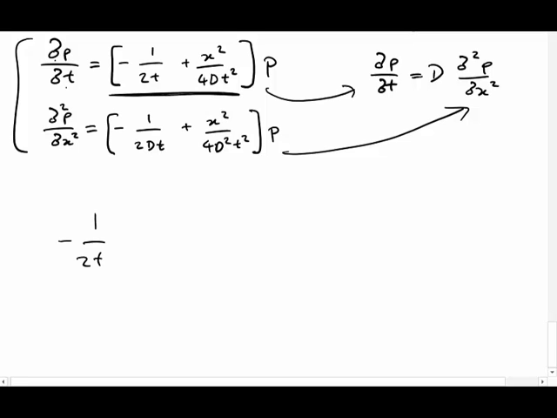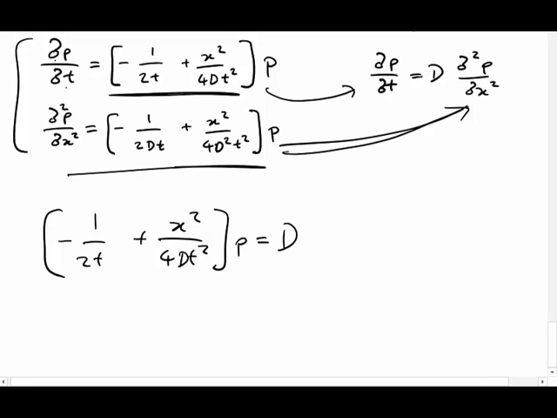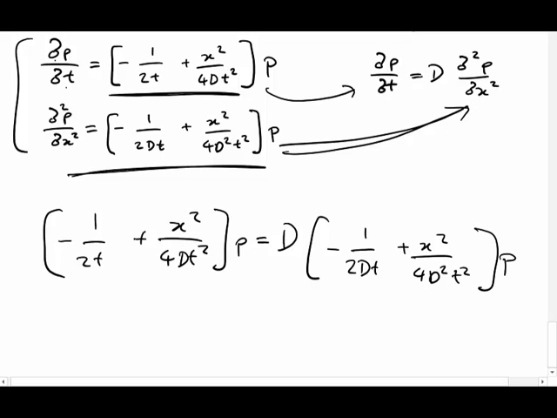So it's minus 1 over 2t plus x squared over 4 dt squared times p, and that must be equal to d lots of this thing here. So this is my right hand side. So it's d lots of minus 1 over 2 dt plus x squared over 4 d squared t squared times p. Okay, well, if I multiply through by d, what do I end up with? I end up with d here and a d here. That d will cancel with one of those d's here. Oh, what was there? That was an x squared there. And that d will cancel with that d there, so just leave a 1 on the top. So therefore, the left-hand side is equal to the right-hand side.